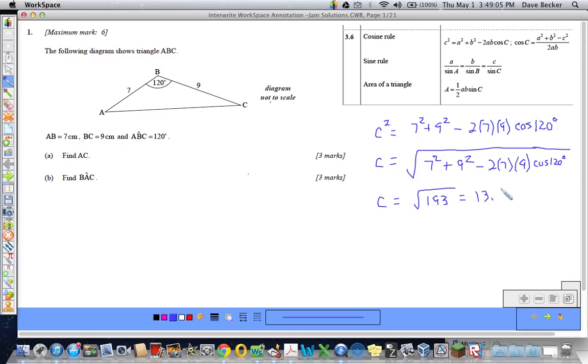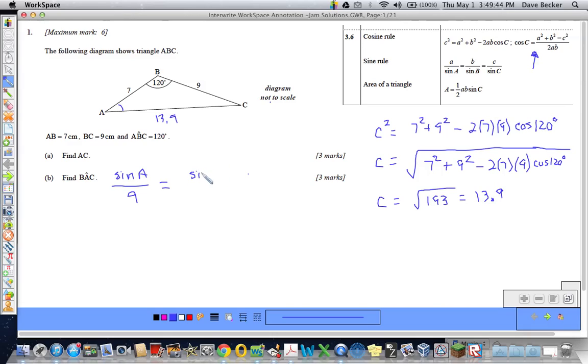Easy peasy. All right. Find angle BAC. Well, we know that this is about 13.9, so we could use the law of cosines again, just use this form right here and then use our arc cosine to find the angle. But I think law of sines would be easier. I'm going to say that sine A over 9, and my sine rule is right here. It says A over sine A, but it doesn't matter if you do the sine on top on both sides, which we had already learned.